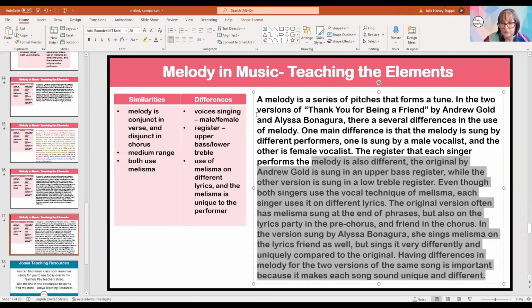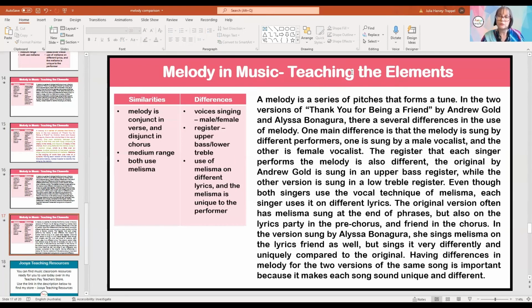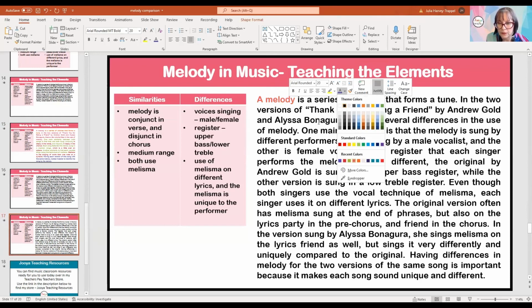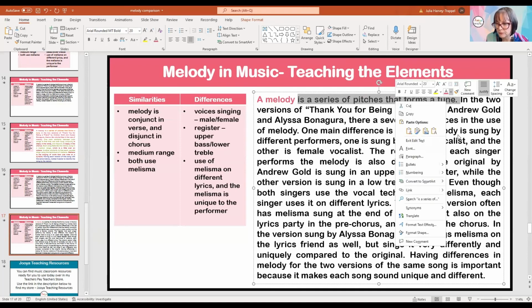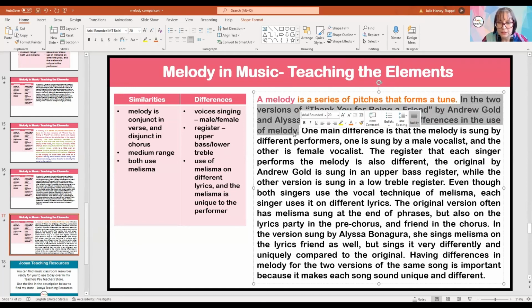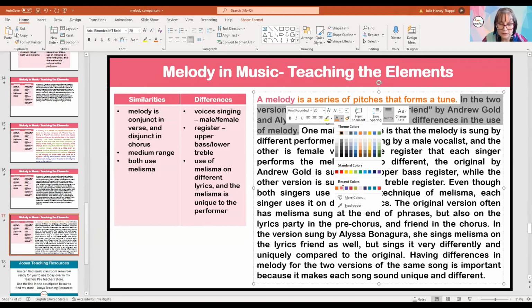All right, so I'll flick through this one to show you where it all sits using the music framework. So again, a melody, that's our main idea, so that's in pink. It's a series of pitches that forms a tune. That is, again, our understanding, so that's in orange. And then the two versions of that, again, is our main idea. We are talking about differences here. So we've defined what melody is.